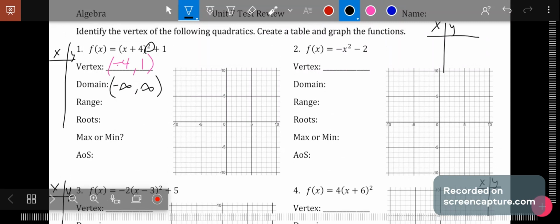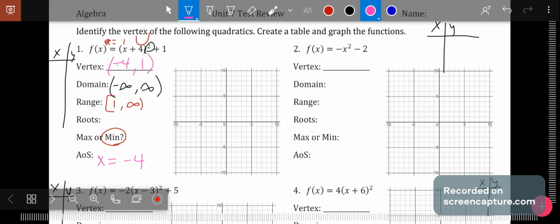Now, to determine the range, max or min, I want to look at the a value of this problem, which is out in front of my parentheses. It's not written there, but I know that there's an implied 1. And because 1 is a positive number, it's going to tell me that this problem is concave up. If it's concave up, it means that the vertex is going to be a minimum, and that my range will go from 1 to infinity. Remember, 1 gets a bracket, infinity gets a parenthesis. Our axis of symmetry is always the x value of our vertex, so you'll list here x equals -4.